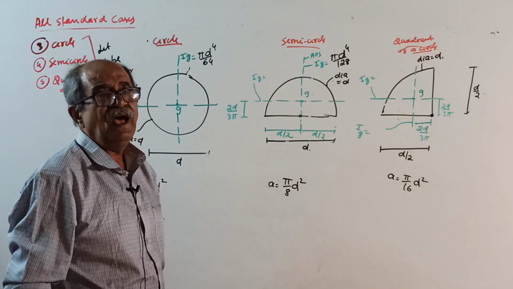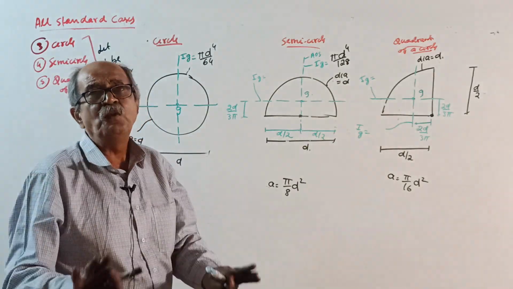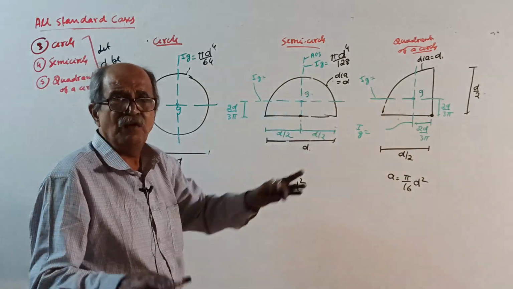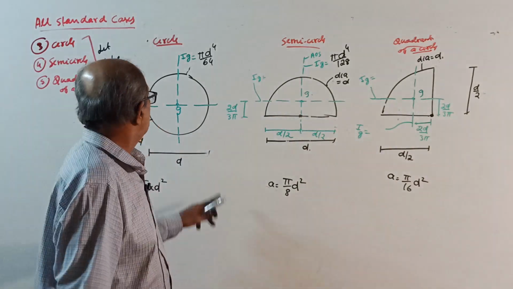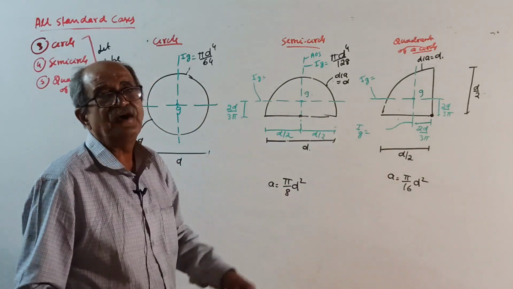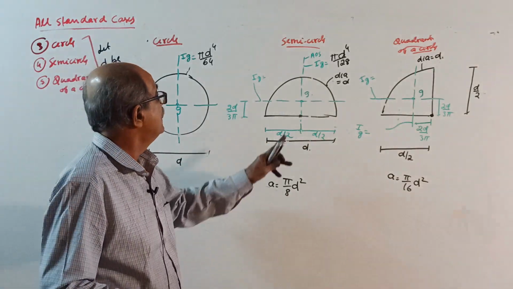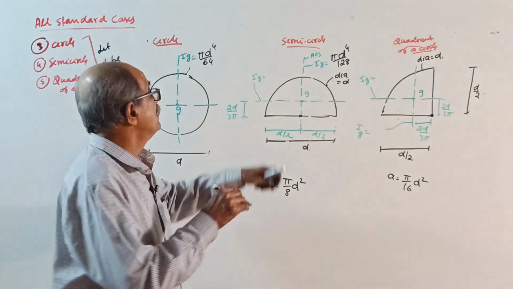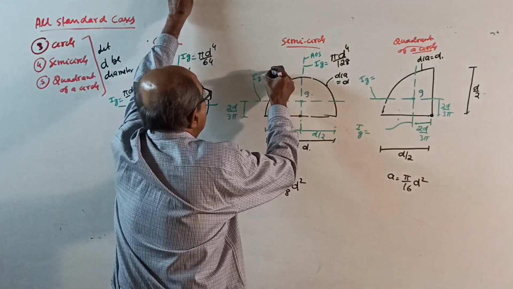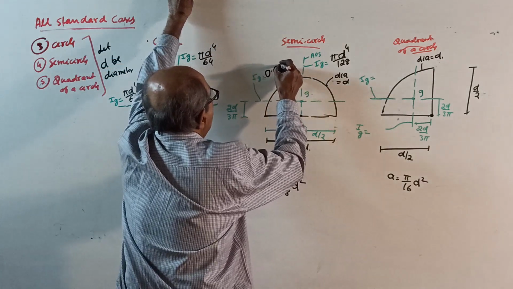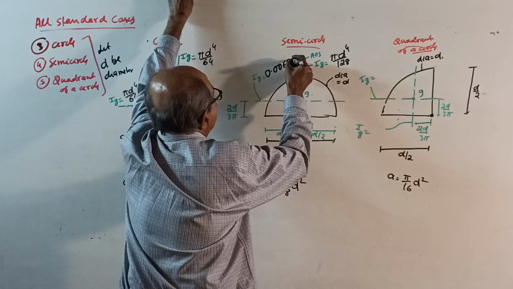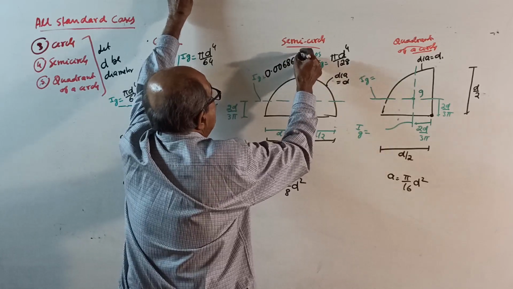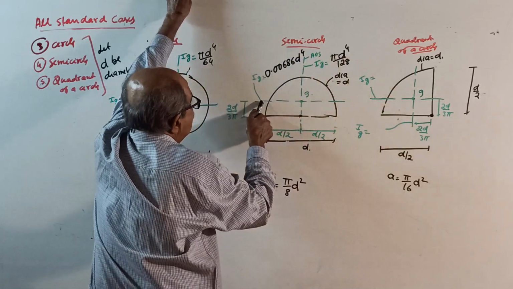If it is not the axis of symmetry, there is no pi. Diameter power is always 4. For any circle, semicircle, or quadrant, it is always diameter power 4. But if it is not the symmetry axis, then a decimal number will come. For a semicircle, the decimal is 0.00686 times d power 4 about this axis.